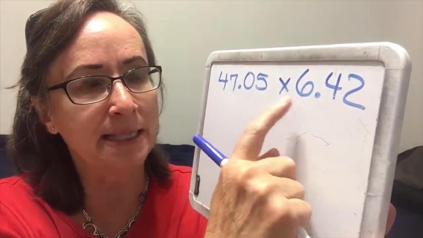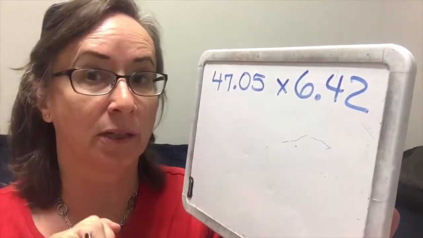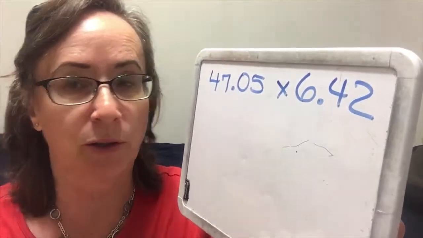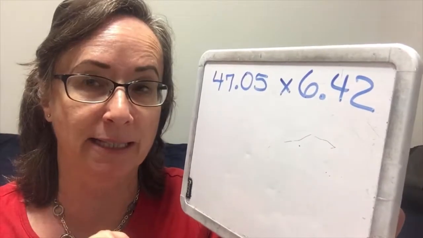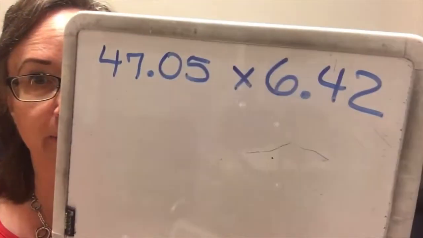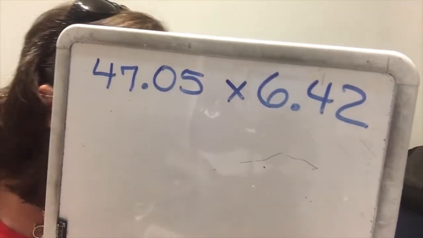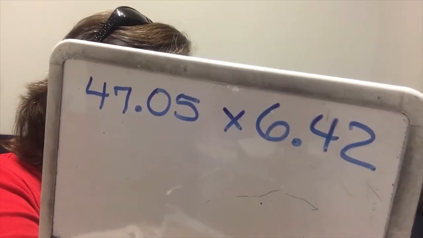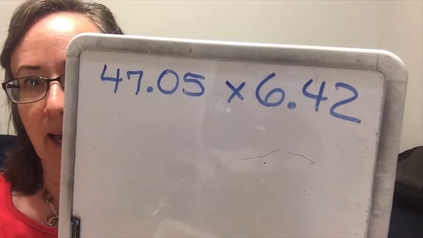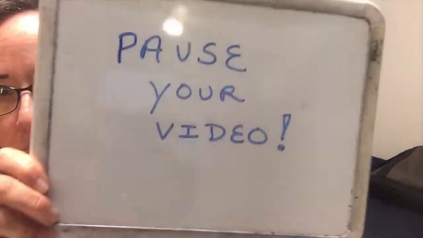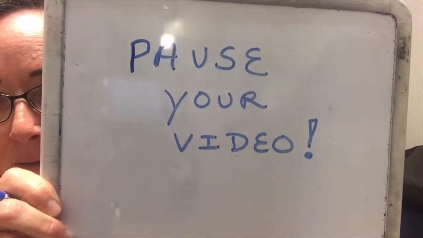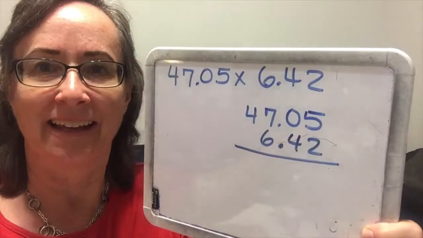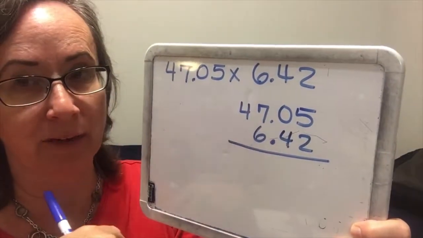47.05 times 6.42. So we're going to be multiplying, and remember, when you multiply, you do not line up your decimals. You count decimal places at the end. So copy down your problem. This is problem E, I think. Yes, this is problem E. And pause your video. Okay, so I have gone ahead and written my problem.